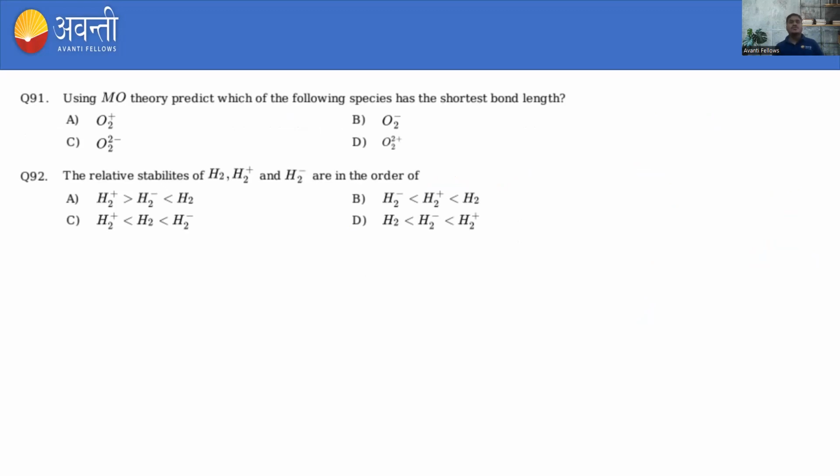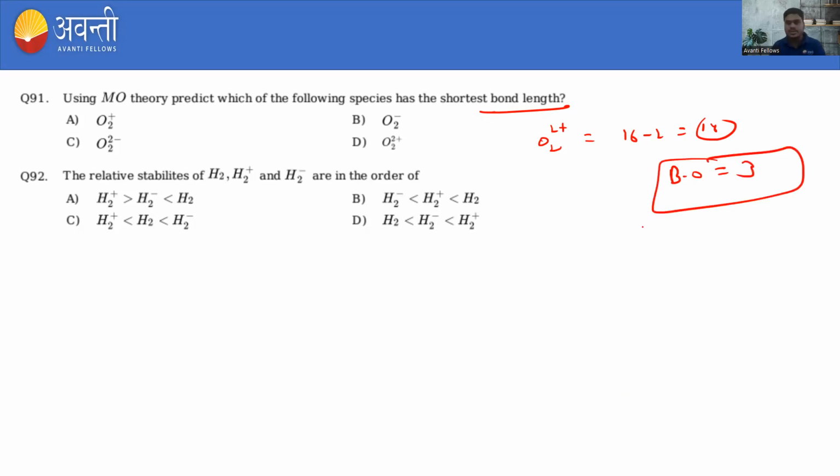Using MO theory, predict which one of the following species has the shortest bond length. So using MO theory, you have to find the shortest bond length, right? For this, we know O2 2+, having 16 minus 2, 14 electrons, and their bond order is 3. The maximum bond order is 3 only. So higher the bond order, lesser the bond length. So the bond length will be less. So which will have the shortest bond length? That is O2 2+.